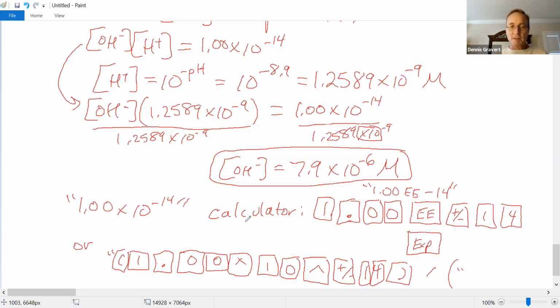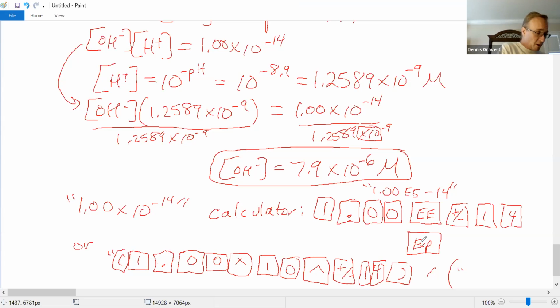So bottom line is, for every scientific notation number you insert in the calculator, cap it, group it with parentheses, or the easier method is to use the EE button or the EXP button.